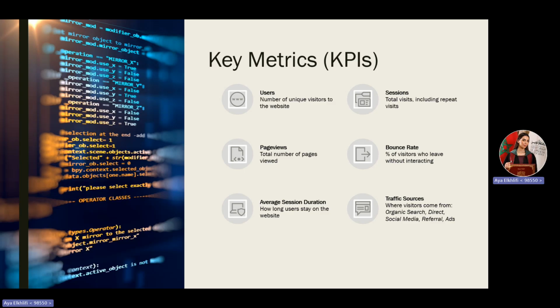The bounce rate measures the percentage of visitors who leave without interacting, which is an essential indicator of page quality and user satisfaction, by the way. The average session duration shows how long people stay on the site, which shows basically overall engagement. And finally, traffic sources identify, as we said, where visitors come from, whether from social media, direct link, and so on. So these metrics will help us understand if our website is healthy, engaging, and successful in reaching its audience.